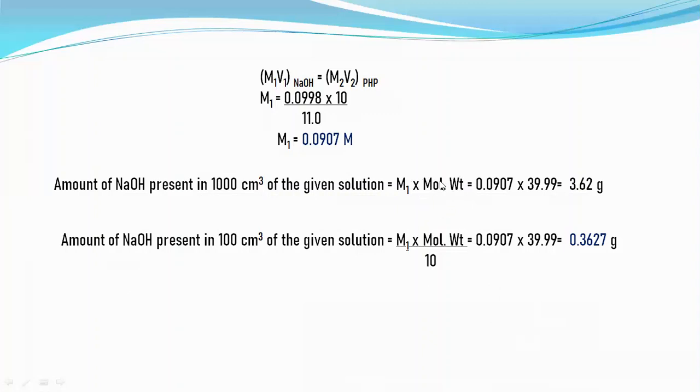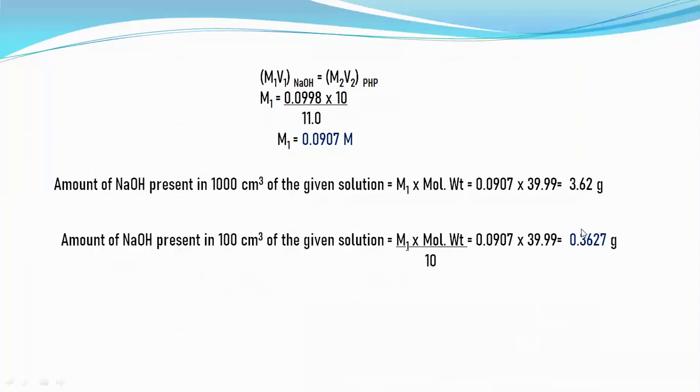The NaOH molecular weight can be approximately taken as 40, or to be precise, it is 39.99. So when we calculate, we get it as 3.62 grams. From this 3.62 grams, you can calculate the amount of NaOH present in 100 cm cube of the given solution. The formula is again very simple. If this is for 1000 cm cube, you just divide it by 10, and you will get the amount of NaOH present in 100 cm cube of the given solution.